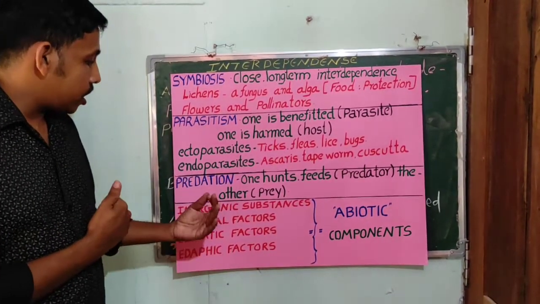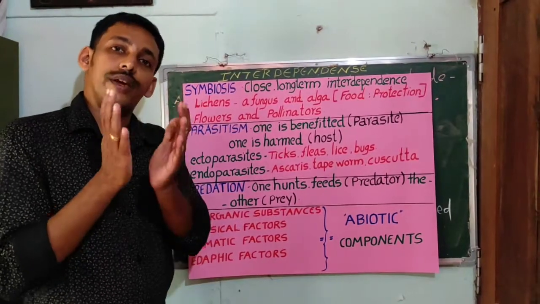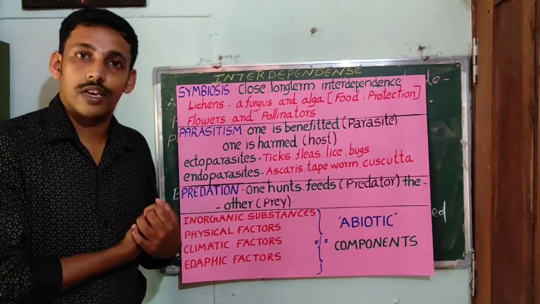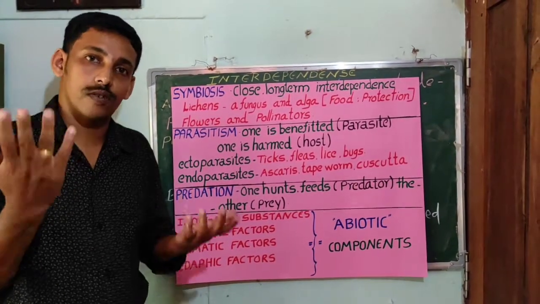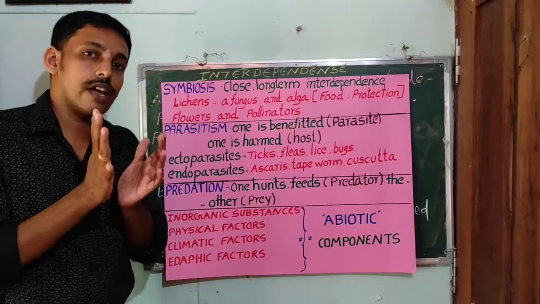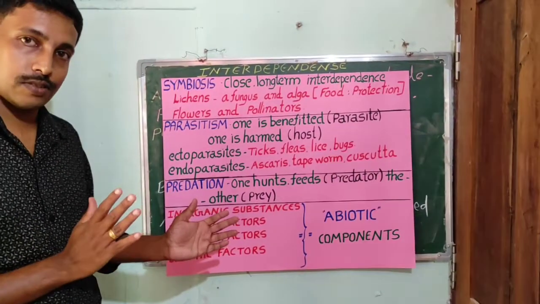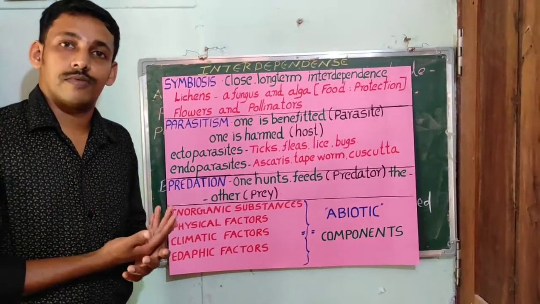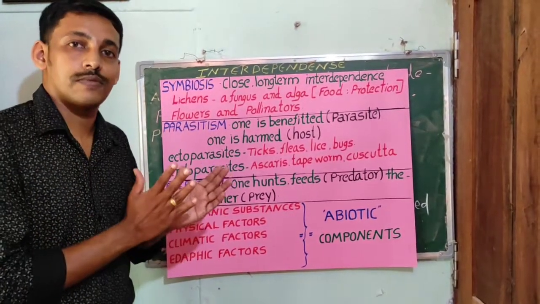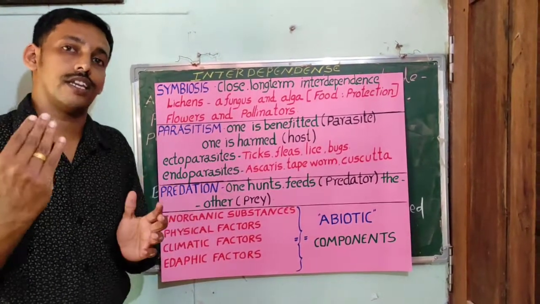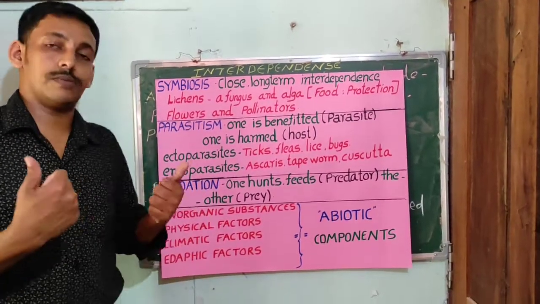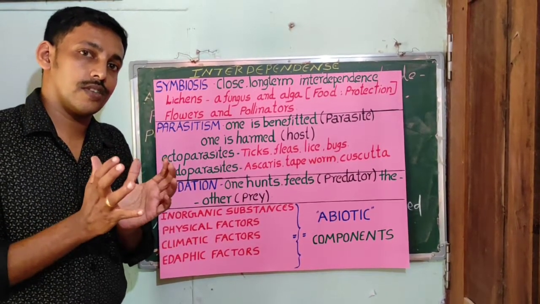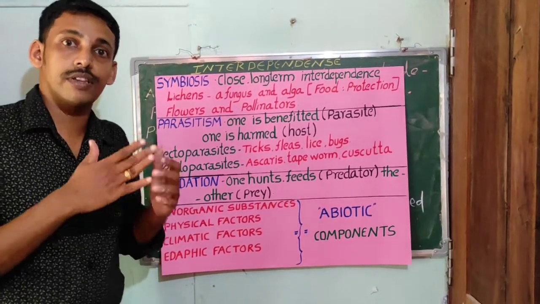So what is meant by inorganic substances? This may include the minerals and the gases. We know we need oxygen to survive. So oxygen is a gas. Then carbon dioxide. All these are inorganic substances. Then minerals: phosphorus, calcium, potassium. We need all these things. So minerals and gases are included in the inorganic substances. These are abiotic components, and we depend on them.